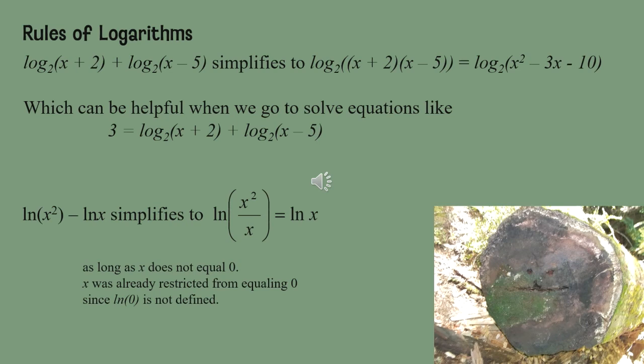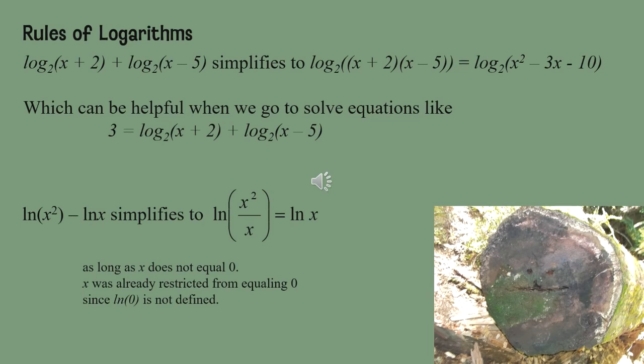We're going to look at a few more practice problems. What if I had log base 2 of x plus 2 added to log base 2 of x minus 5? That would simplify to log base 2 of x plus 2 times x minus 5. And if I FOIL out the x plus 2 times x minus 5, I get x squared minus 3x minus 10. So log base 2 of x plus 2 plus log base 2 of x minus 5 is equivalent to log base 2 of x squared minus 3x minus 10. I'm using the rule that if you have the same base logs added, it's the same as a single expression of log of that same base with the two inputs multiplied together.